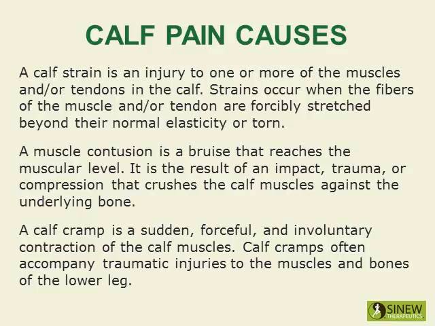A calf strain is an injury to one or more of the muscles and/or tendons in the calf. Strains occur when the fibers of the muscle and/or tendon are forcibly stretched beyond their normal elasticity or torn. A muscle contusion is a bruise that reaches the muscular level. It is the result of an impact, trauma, or compression that crushes the calf muscles against the underlying bone. A calf cramp is a sudden, forceful, and involuntary contraction of the calf muscles. Calf cramps often accompany traumatic injuries to the muscles and bones of the lower leg.